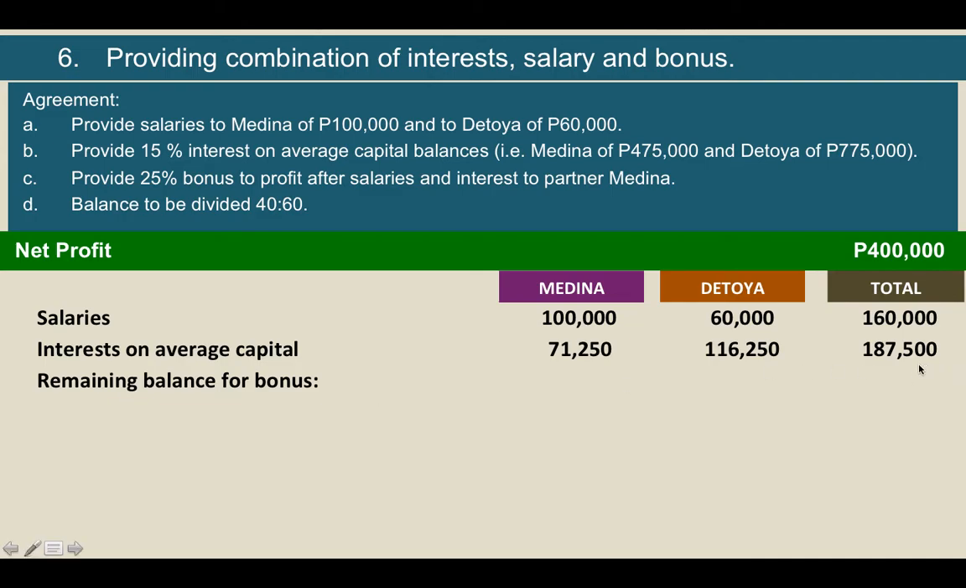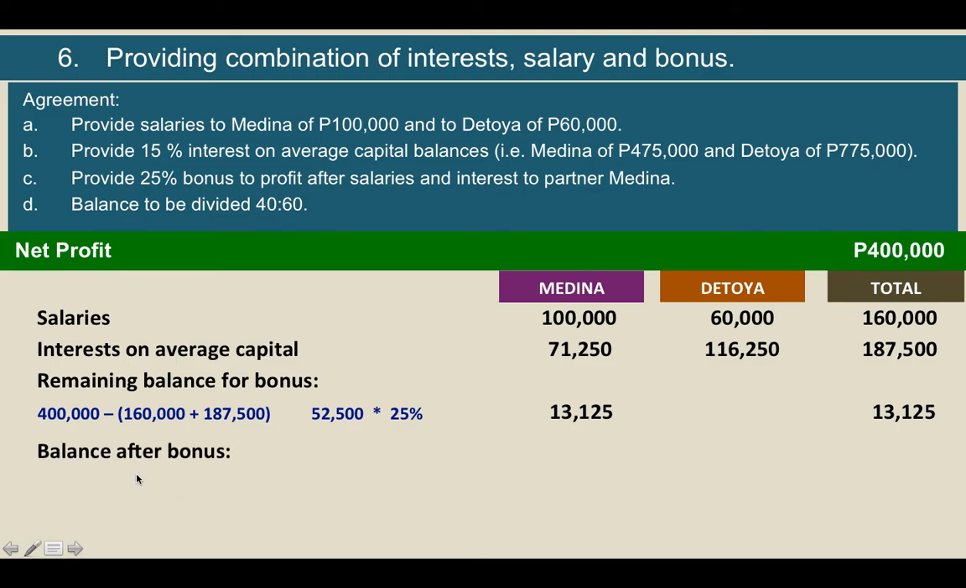Then the remaining balance for bonus. So let us calculate first how much is the remaining balance. So we have 400,000 minus 160,000 for the salaries and 187,500 for the interest on average capital. So that will give you 52,500 remaining balance times 25%, which is the percentage for bonus to be given to partner Medina. So Medina will receive 13,125. In this situation, Ditoya will not receive any bonus.